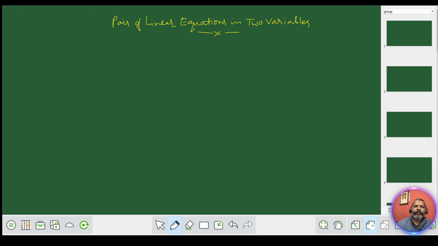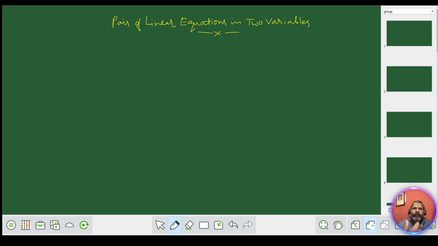Hello students. In this class, we will see about the substitution method and elimination method. There are two methods for solving linear equations in two variables. One method we saw, the graphical method, in the previous class. In this class, we will see the substitution method. What do we mean by substitution method?